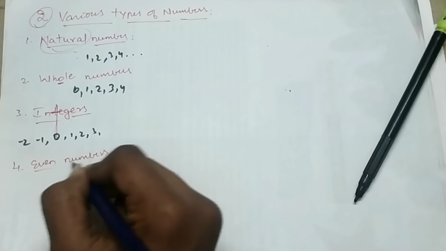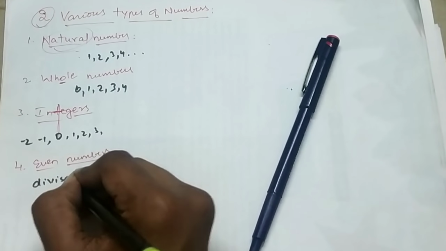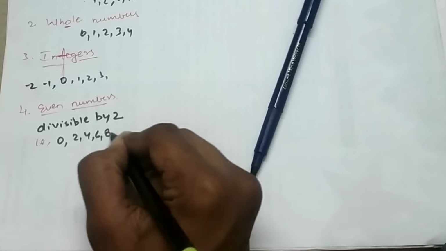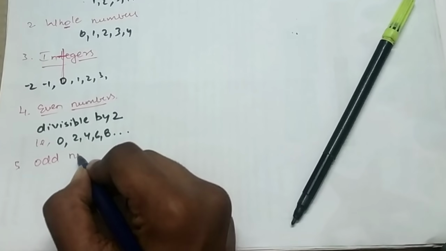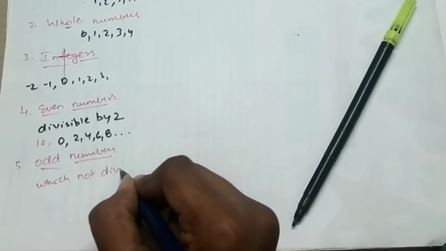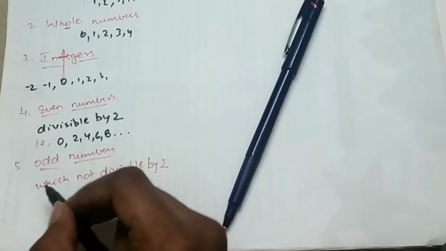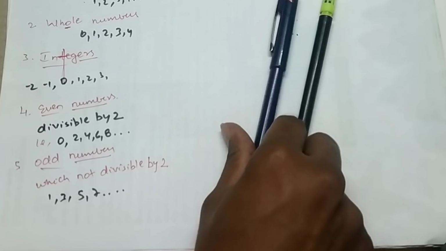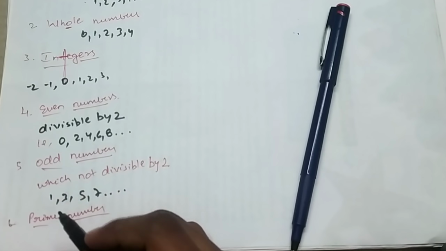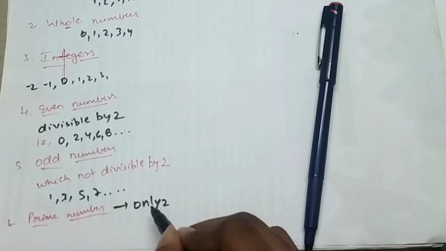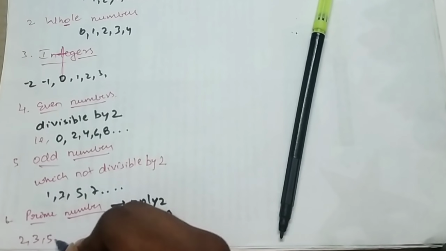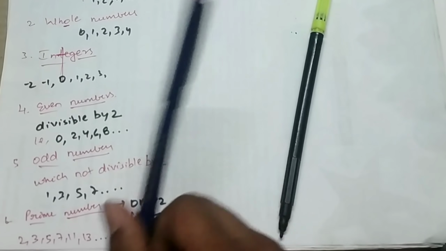And even numbers, those which are divisible by 2, are called even numbers. Examples are 2, 4, 6 and 8. Next we want to see odd numbers. Odd numbers are those which are not divisible by 2. A few examples are 1, 3, 5, 7, 9 and 11, etc. Prime numbers are counting numbers which are exactly divisible by 1 and itself. A few examples are 2, 3, 5, 7, 11, 13 and so on.